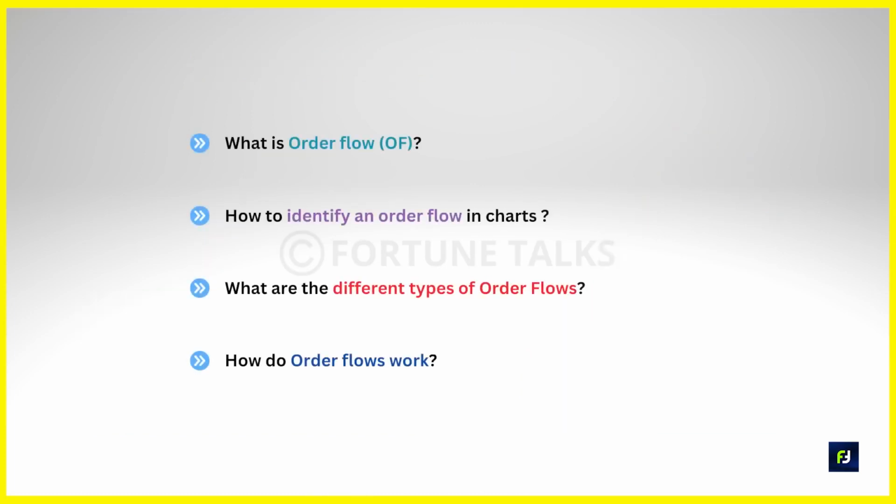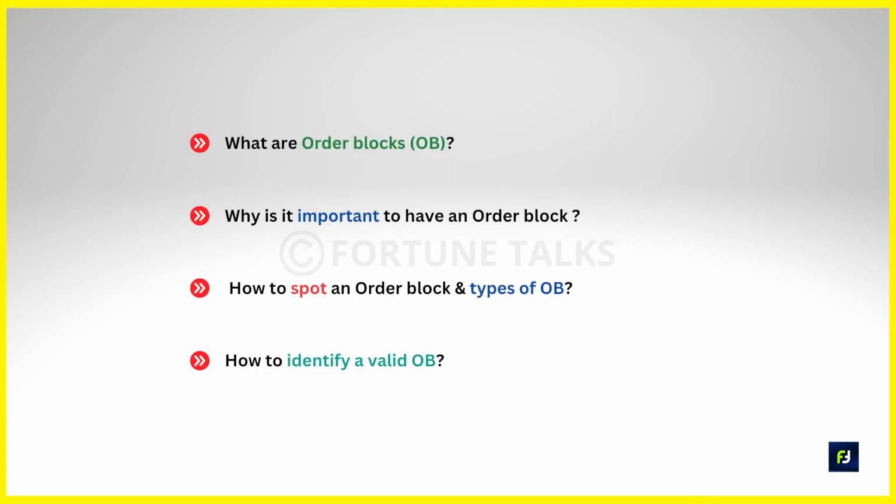So in this episode, we are going to start our discussion with order flow: how to identify an order flow in charts, what are the different types of order flows and how do they work. Then we will discuss order blocks. Why is it important to have an order block? How to spot an order block, the different types of order blocks, and what are all the key points that you need to keep in mind. And we will also learn how to identify a valid order block. We will not talk about order block refinement in this video. We will cover it in a separate video. So watch this video till the end so that you will not miss any important aspect.